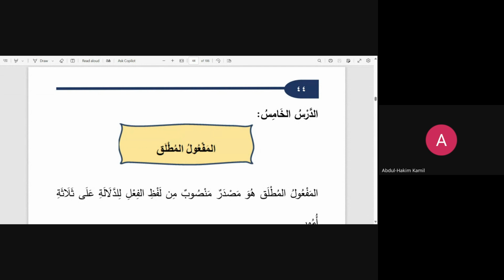44, the fifth lesson. We want to review a little bit. We're on page number 44, the fifth lesson. المفعول المطلق. المفعول المطلق وهو المصدر. Let's just go back one page.